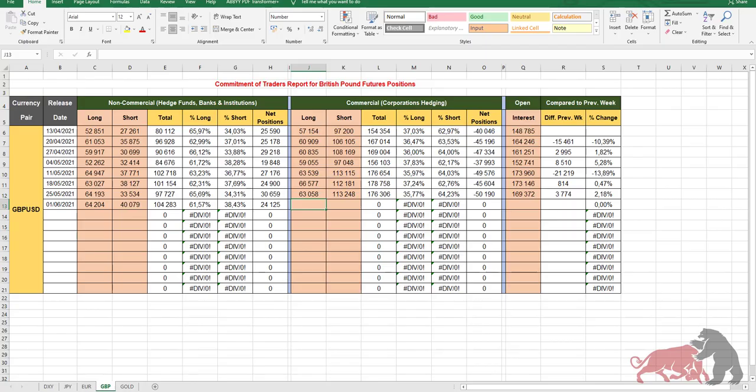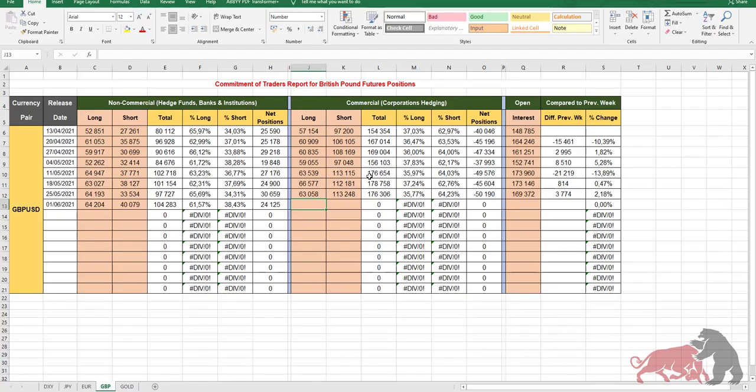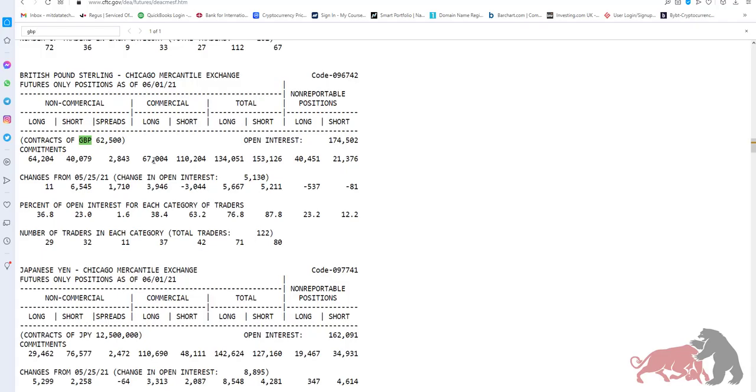Now when we come to the commercials, they are holding 67,004 long positions. They've increased their long exposure by about 4,000. And then short positions, they're holding 110,204.